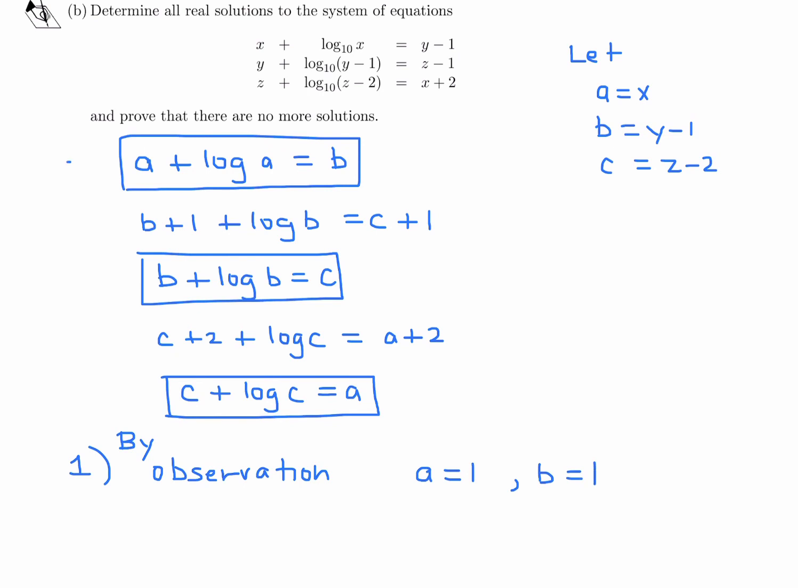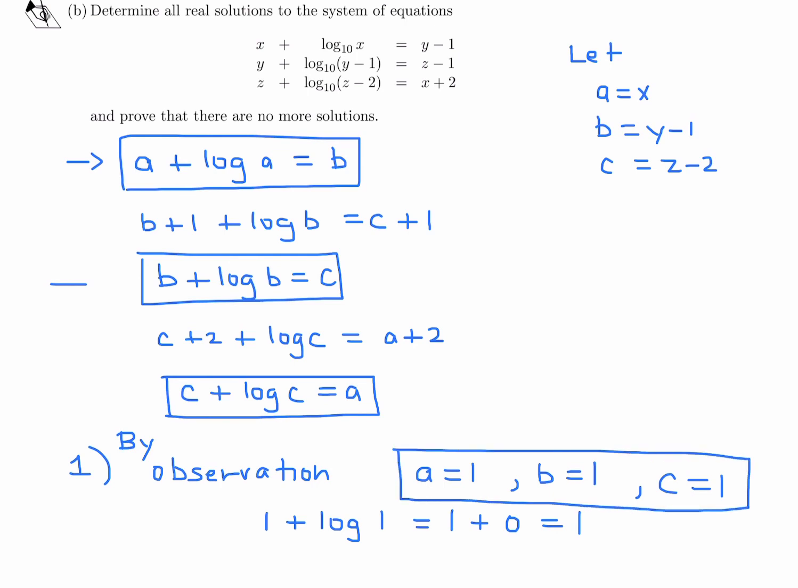For example, in the first equation, we've got 1 plus the log of 1, right? If I let a equal 1, that is 1 plus 0, since it's log of 1 to the base 10, and that is equal to 1, and that equals b. So b is 1. And then similarly for c, if b is 1, c also equals 1. And you can verify that by plugging 1 as the value of b into that equation. So my very first solution is a equals 1, b equals 1, and c equals 1.